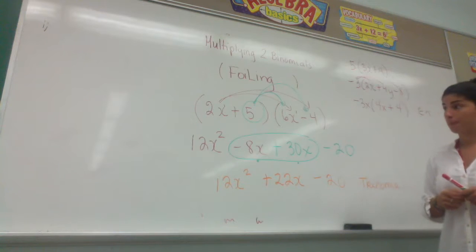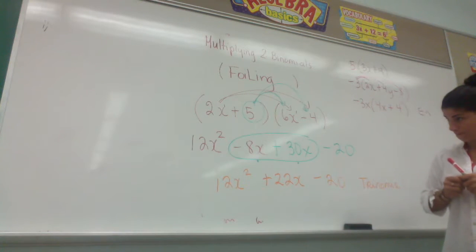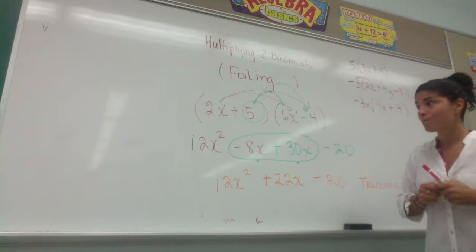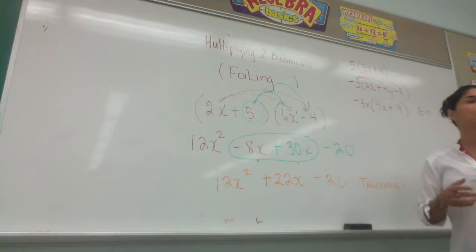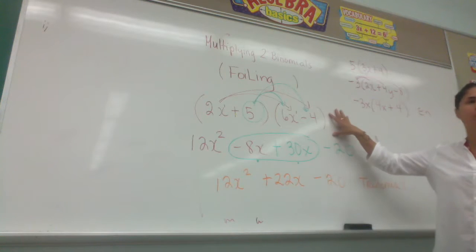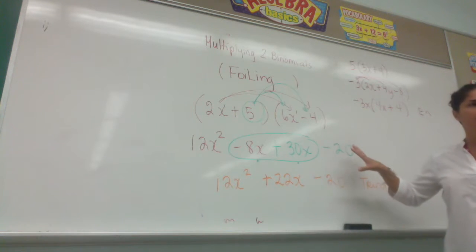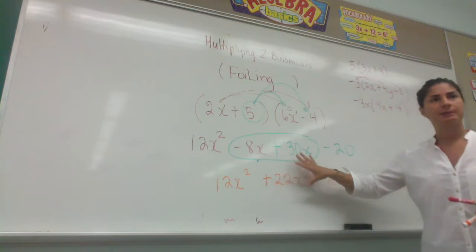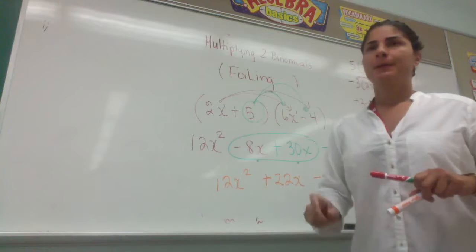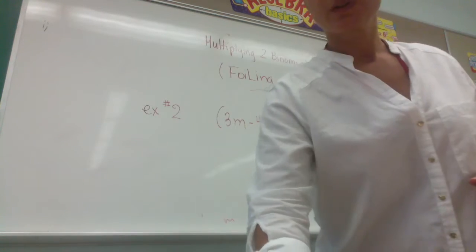What if 12x and that 20 in the end were like terms? If they were like terms, you would put them together. When you're multiplying binomials, chances are the only thing right now in grade 8 is this is what happens. Okay? I'll answer all your questions.